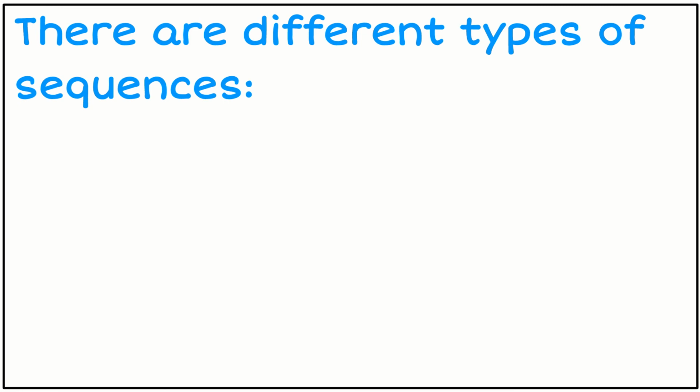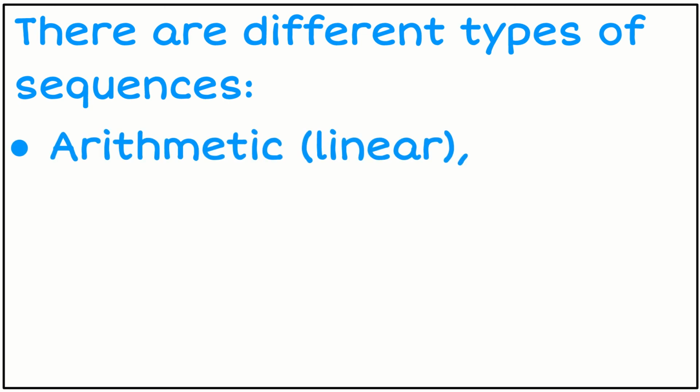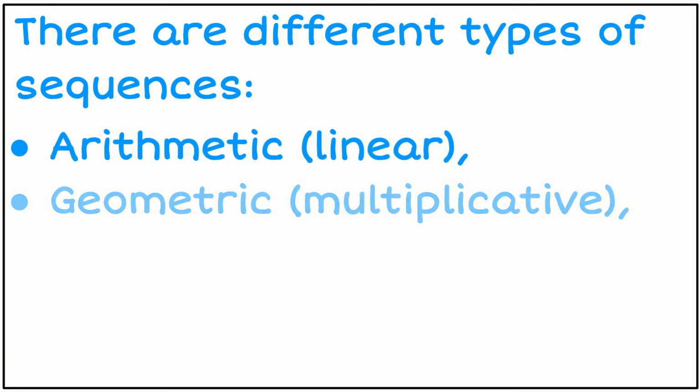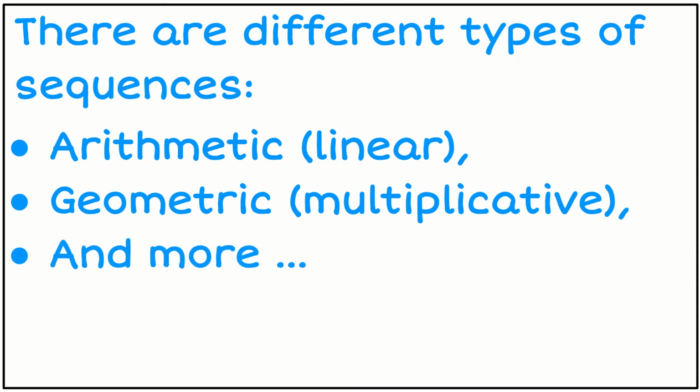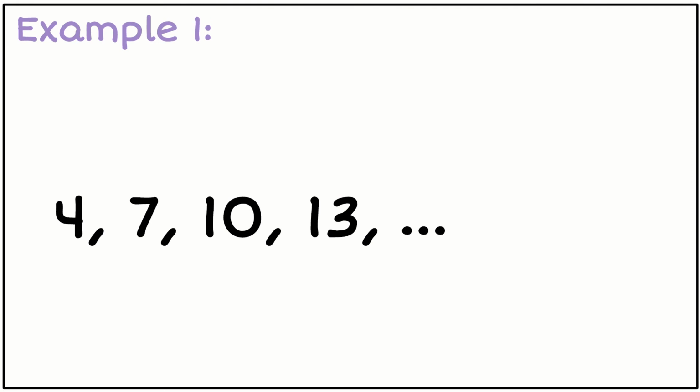So there are different types of sequences. We've got arithmetic, which we call linear sequences, geometric, which are our multiplicative, and then we've got other types as well, which we'll have a little explore of. So let's have a look at some examples.